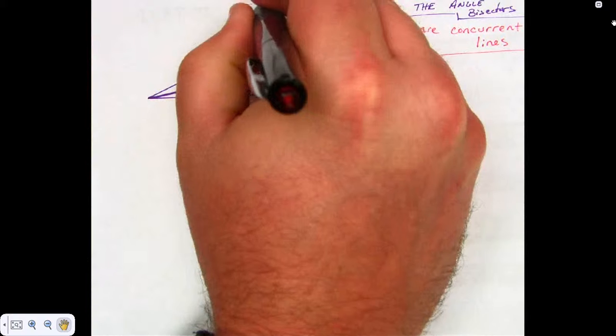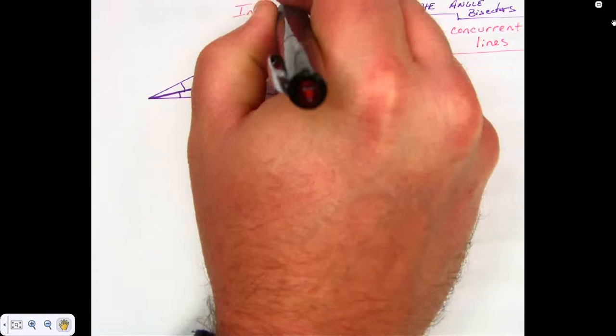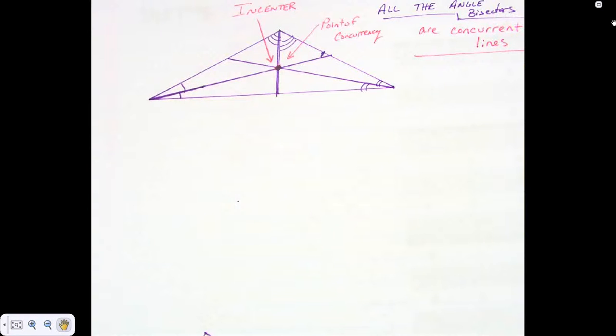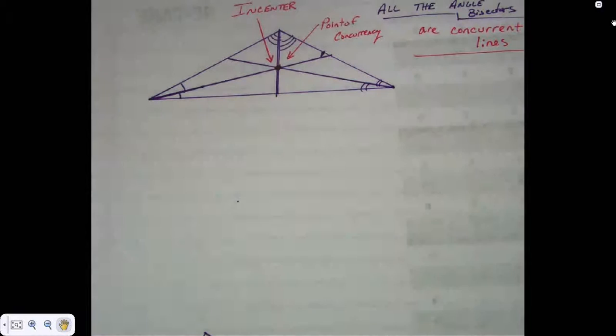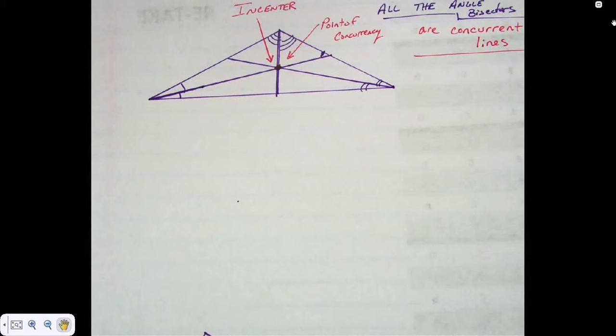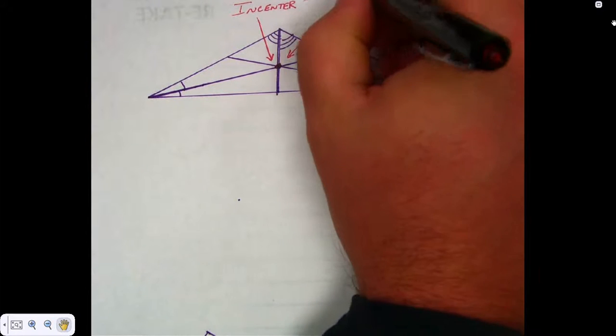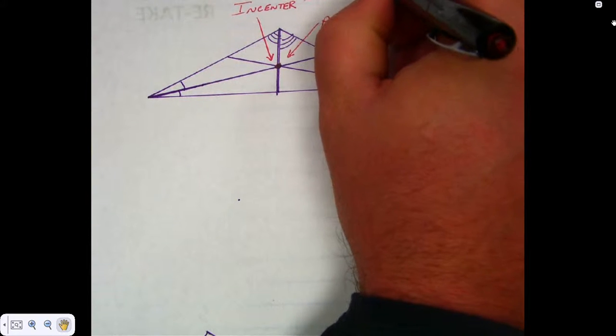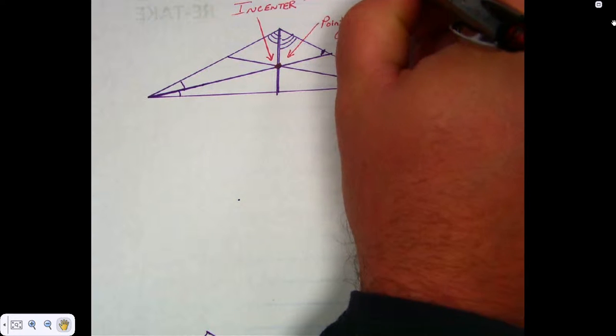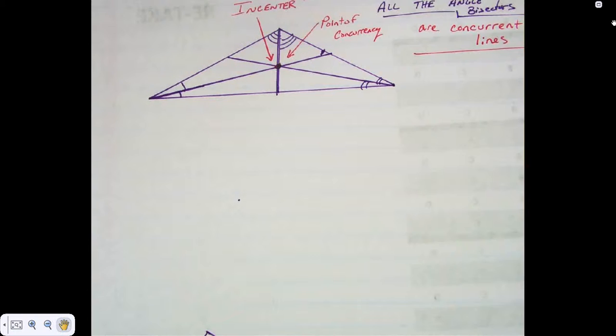Alright. You guys are too slow. Quiet. I didn't need any gloating, I just need the answer. Thank you, though. The in-center. The in-center is where what? Angle bisectors meet. Okay?